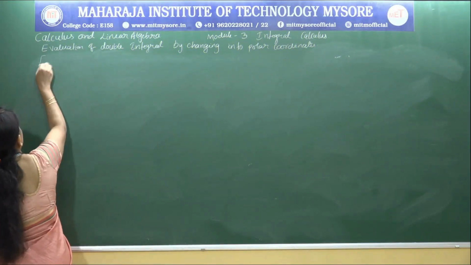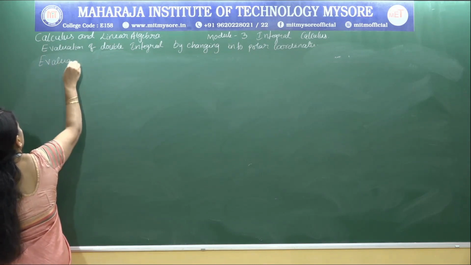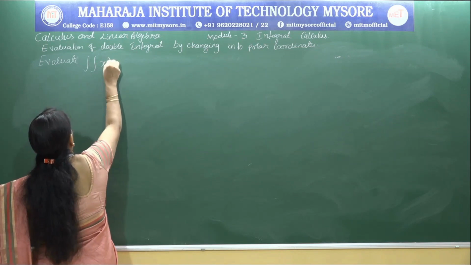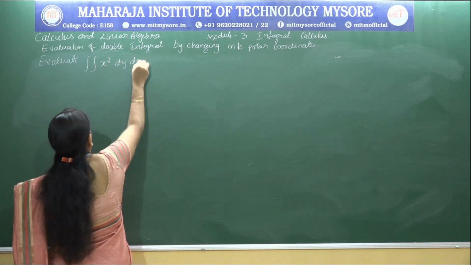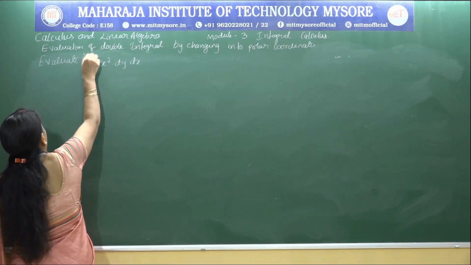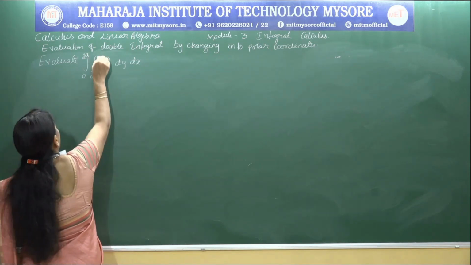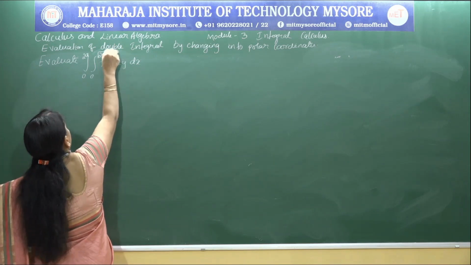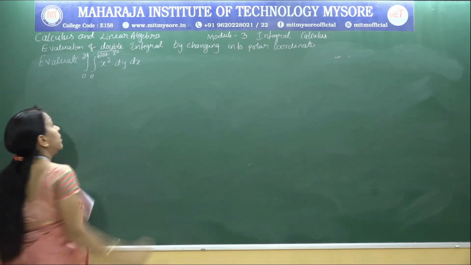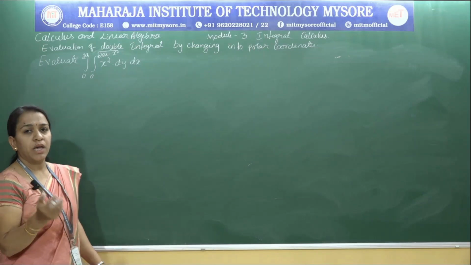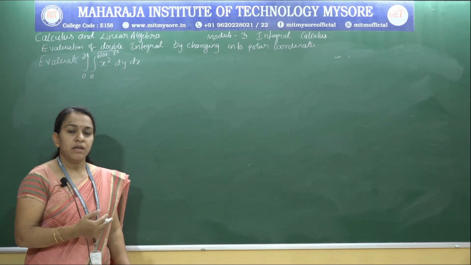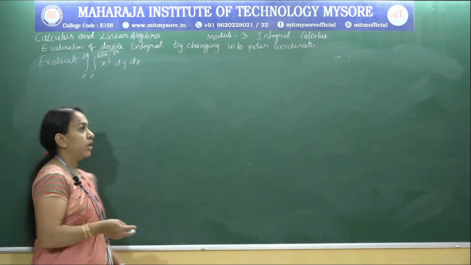The next problem: evaluate the double integral of x square dy dx between the limits 0 to 2a and 0 to root of 2ax minus x square. So in the limit place we have root of 2ax minus x square. We can easily evaluate this by changing into polar coordinates.